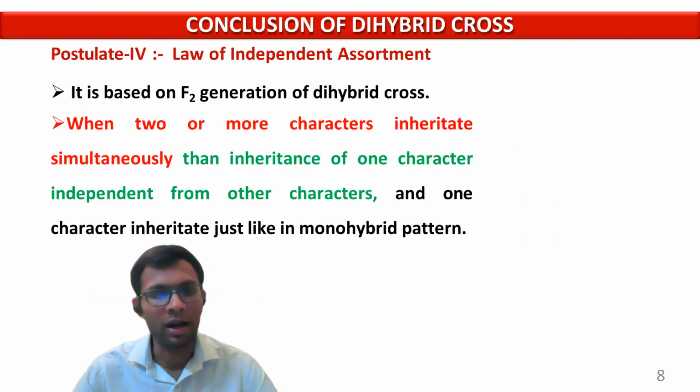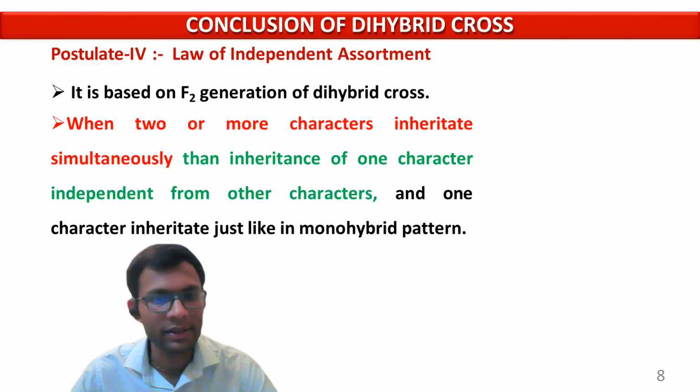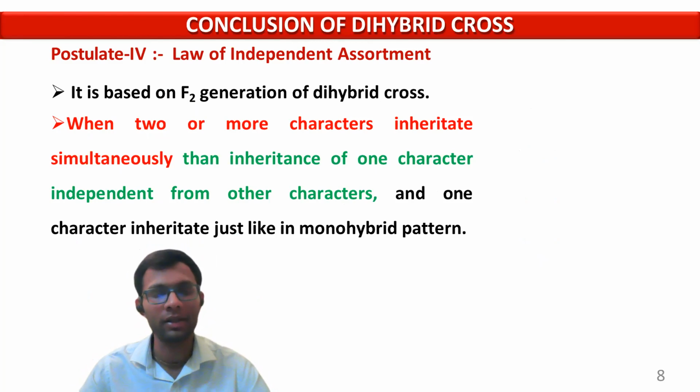Now, after getting the results of the dihybrid cross, Mendel proposed this law. That law is called the law of independent assortment. This law is very, very simple.